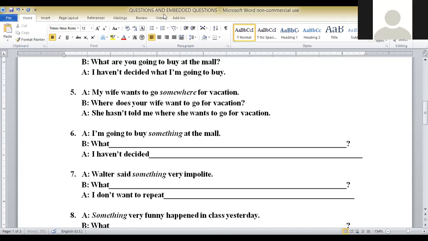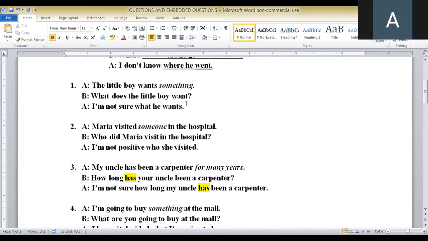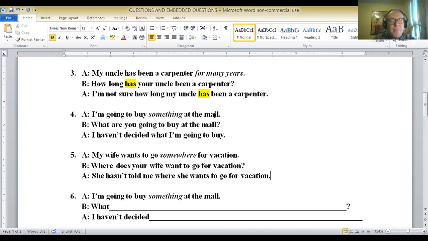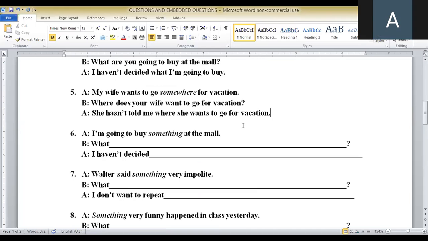And notice, everybody, do we use question marks in my answer? No question marks, right? What she wants, who she visited. Why? Because these are not questions. They're called embedded questions, but they're not questions here. They're answers.